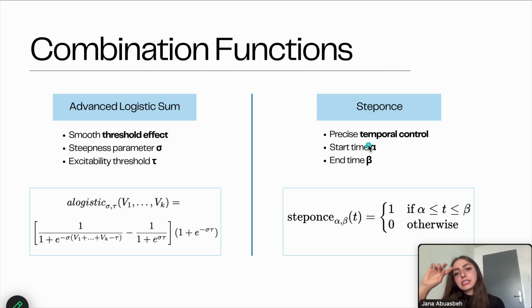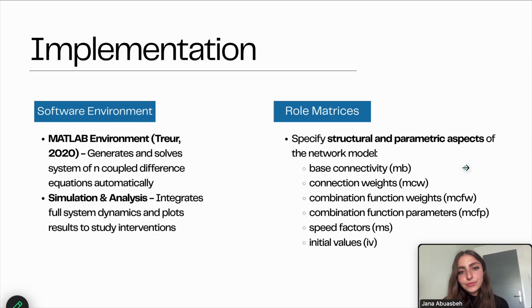Now the step once function is a little bit simpler. It provides temporal control. It takes two parameters, alpha and beta, and these are the start time and the end time. And so this state is active within this time frame and not active otherwise.